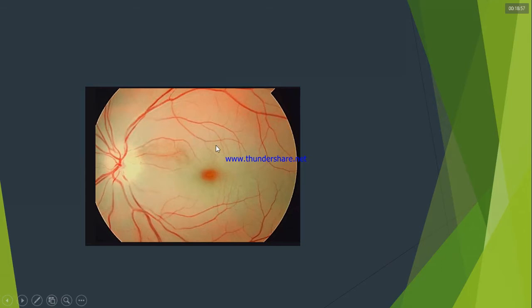Then coming to the posterior pole, this area is called the posterior pole, and over here you can see the surrounding area is opacified, but the center area is thinner, so due to the choroidal circulation you can see this cherry red spot over here.